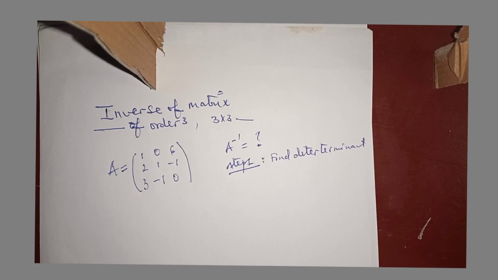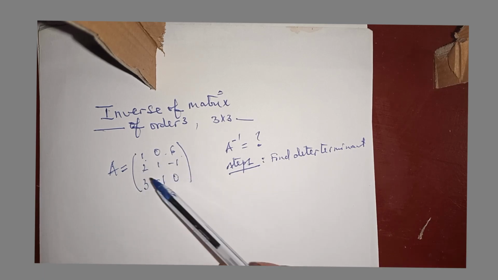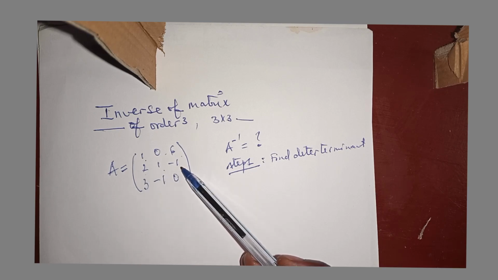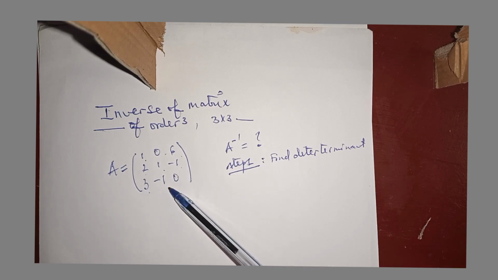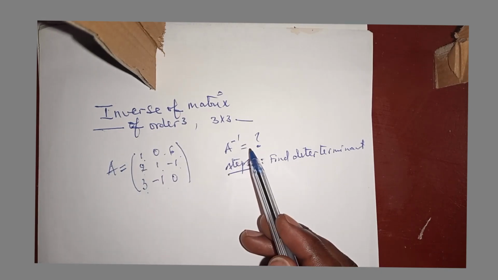Hello friends, so let us find an inverse of a matrix of order 3, or in 3 dimensions. Suppose that you have a matrix like this: 1, 0, 6, 2, 1, negative 1, 3, negative 1 and 0. So you need an inverse.